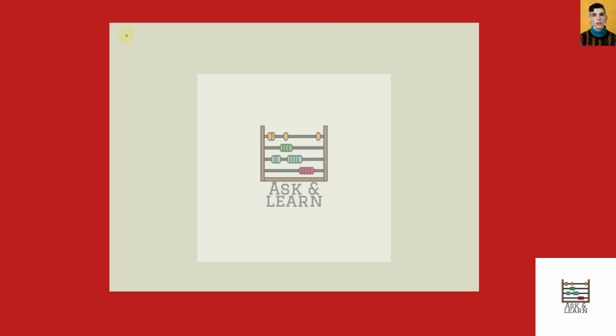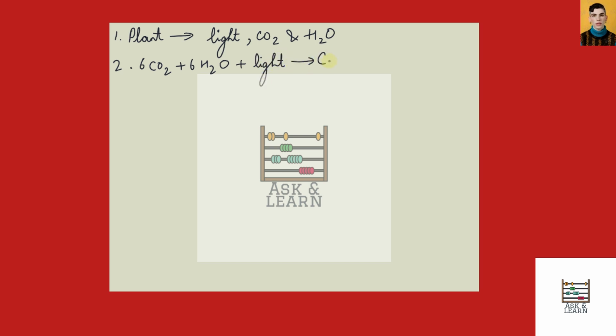Hello students, for the given question, first part, a plant needs light, carbon dioxide and water for photosynthesis. The balanced reaction for photosynthesis is 6CO2 plus 6H2O will give C6H12O6 plus 6O2.